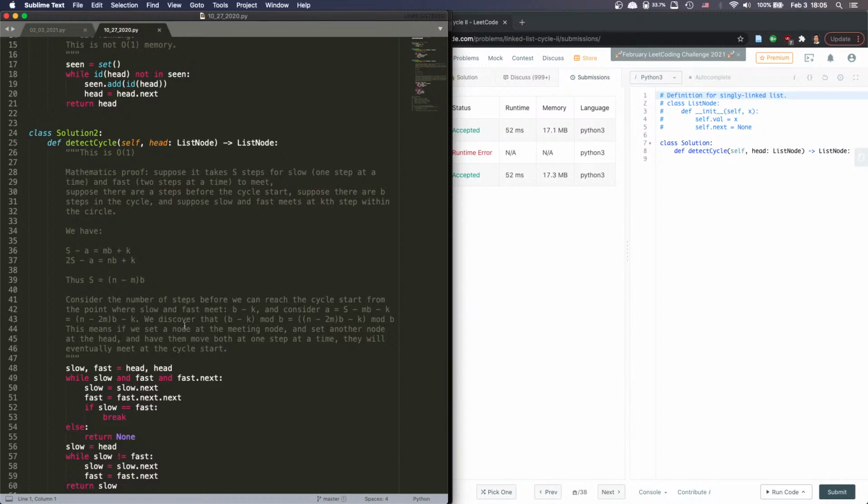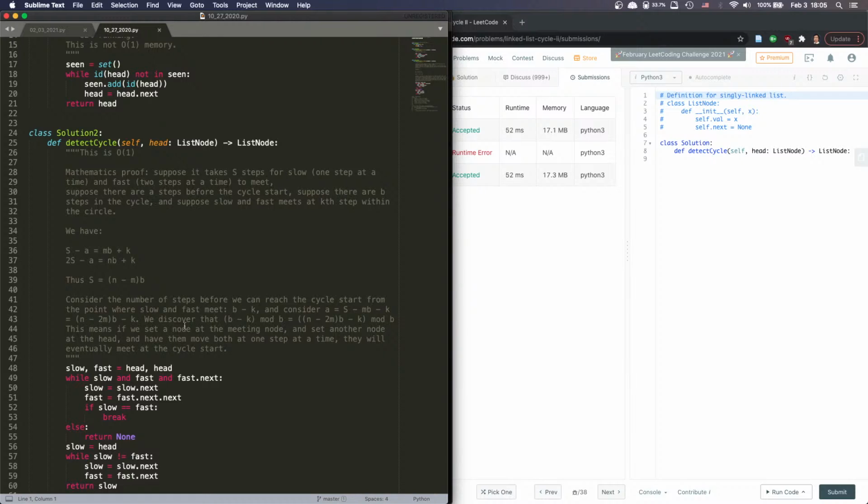I don't think this is a good explanation. So what I'm saying is S is the steps from the slow. It's the steps before and when they meet, right? Before and when they meet. So that equals the number of times that's a multiple of the cycle.